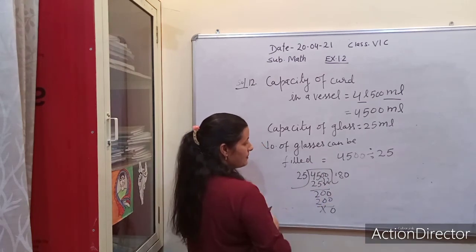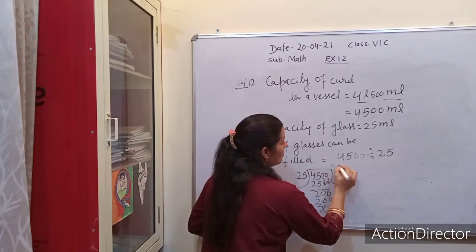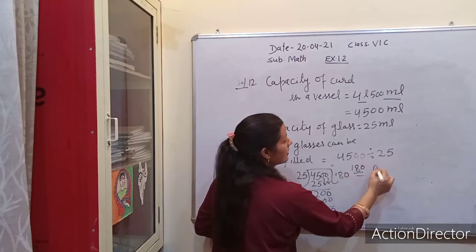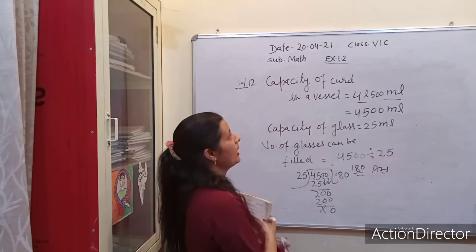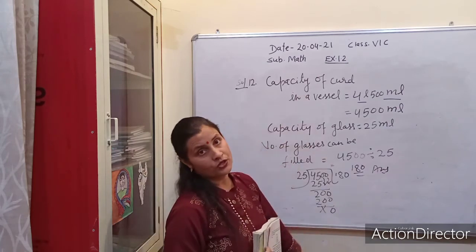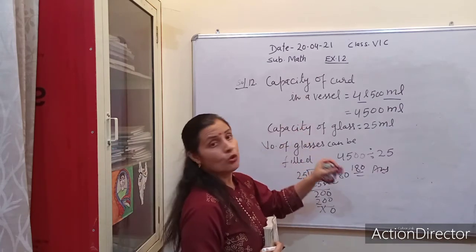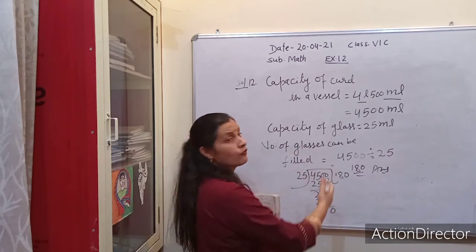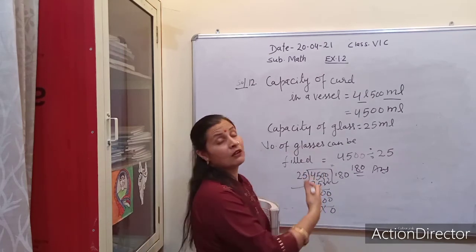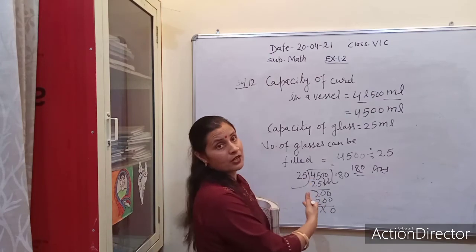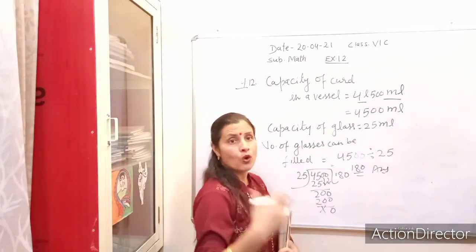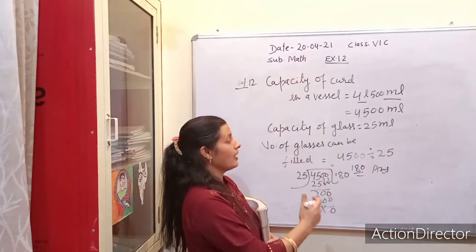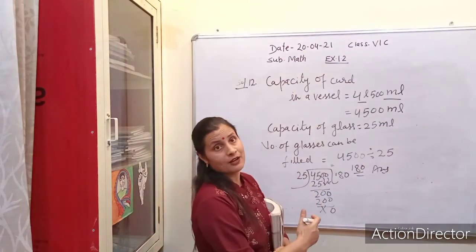How many glasses? Equals 180 is the answer. So in this way you can proceed with these questions. You have to practice on your own how to perform division of larger numbers. Okay, you have to do it once, twice, thrice, then you will get the point of how to divide larger numbers.